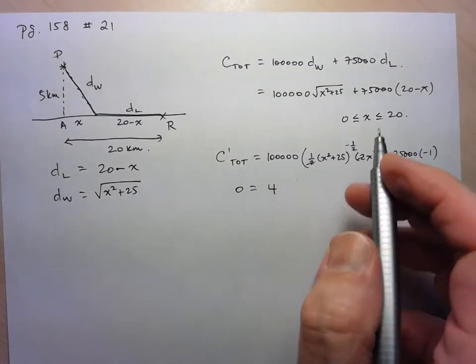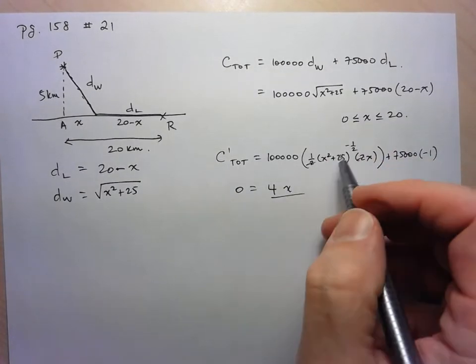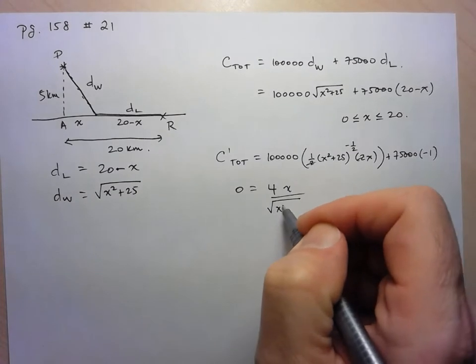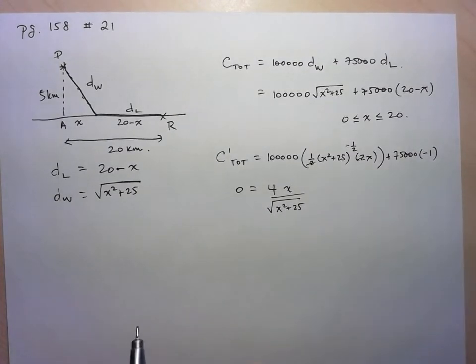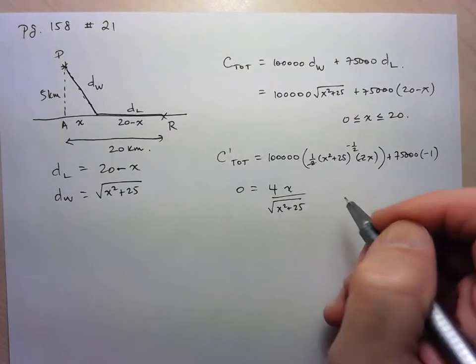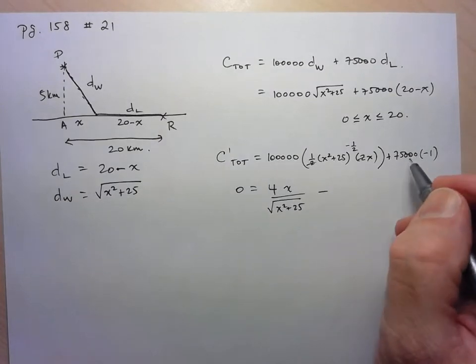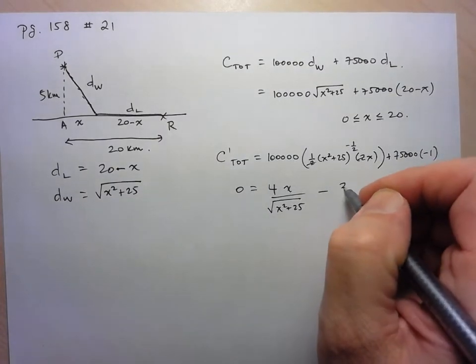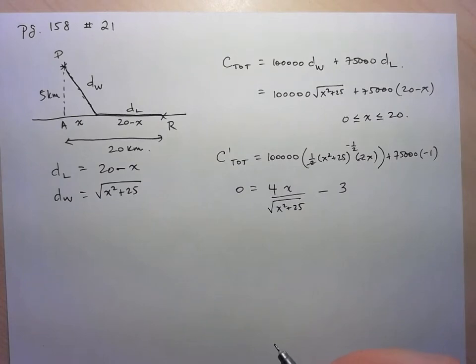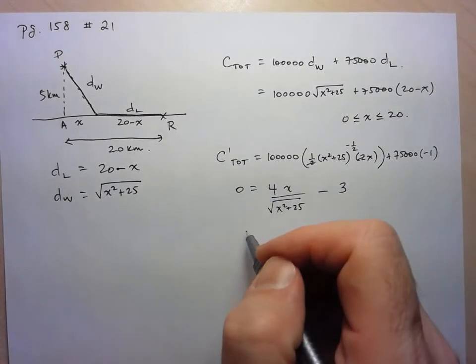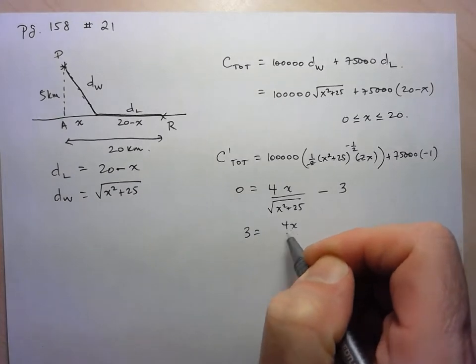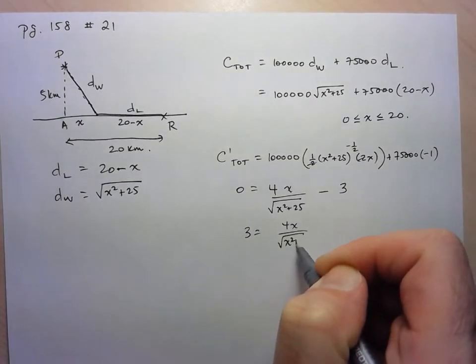The only thing left in the numerator is the x, and this square root of x squared plus 25 just goes into the denominator. Okay, here minus, and 75,000 divided by 25,000 is 3. Okay, so it just makes life easier to simplify these things out. And so now bring the 3 to the other side. 3 is equal to 4x over this thing here.